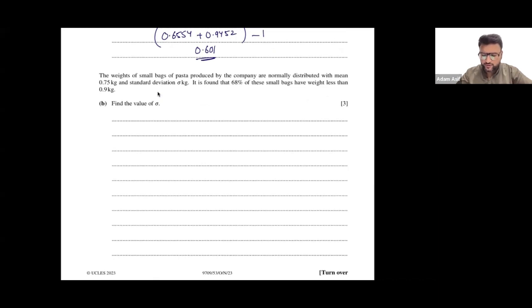Part B, the weights of small bags of pasta produced by a company are normally distributed with mean 0.75 kg. So now X represents the weights of small bags of pasta, and this follows a normal distribution with mean 0.75 kg and standard deviation sigma. It is found that 68% of the bags have weight less than 0.9 kg.